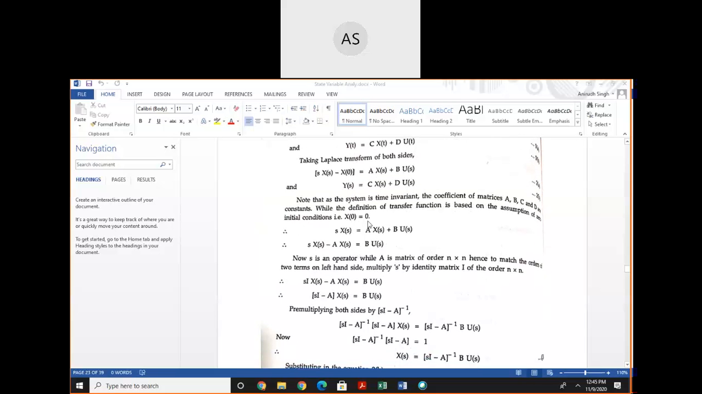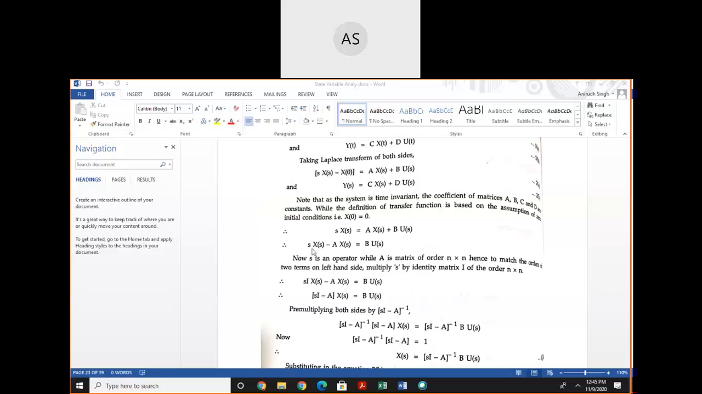Assuming that the initial conditions are 0, x of 0 is 0. So this equation can be written as s X of s is equal to A X of s plus B U of s. Or we can write this equation in this form as s X of s minus A X of s is equal to B U of s.